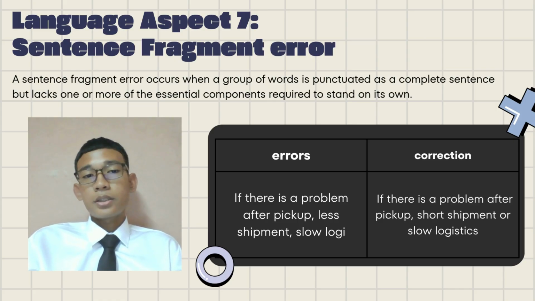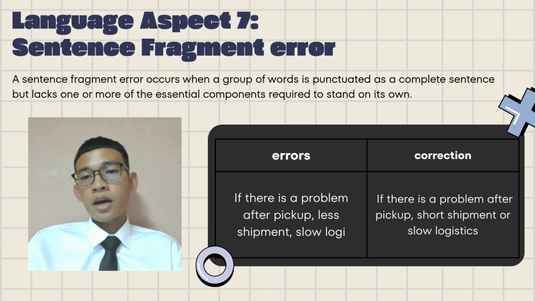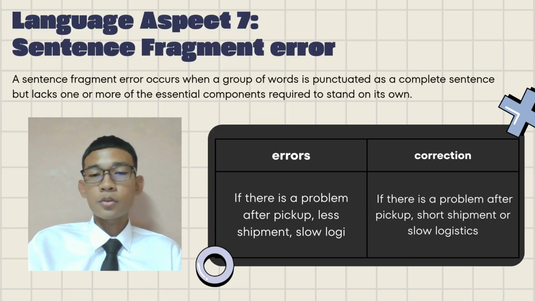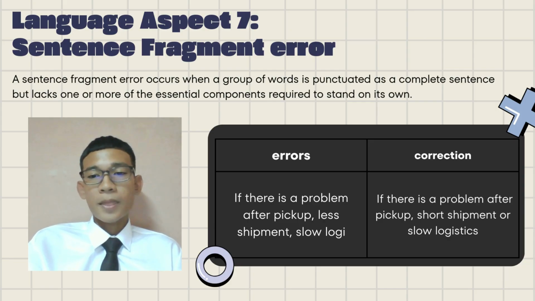Moving on to sentence fragment error. A sentence fragment error occurs when a group of words is punctuated as a complete sentence, even though they lack one or more essential components for it to stand on its own. As you can see, there's the example: "if there is a problem with the pickup, lost shipment, slow logic." After you have seen the correction, you will know where the error lies. The correction is "if there is a problem after pickup, short shipment, or slow logistics." By adding the word "or" there, we are making it a complete sentence. Therefore, it is no longer a sentence fragment.